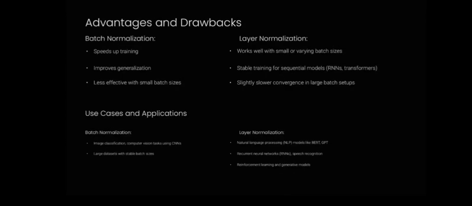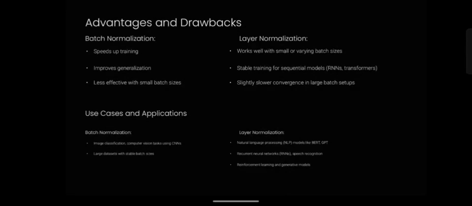Then the advantages and drawbacks of batch normalization and layer normalization. For batch normalization, speeding up training is an advantage, it improves generalization, and it is less effective with a small batch size. And for layer normalization, it works well with a small or varying batch size, and gives stable training for sequential models like RNNs and transformers, but has slightly slower convergence in large batch setups.